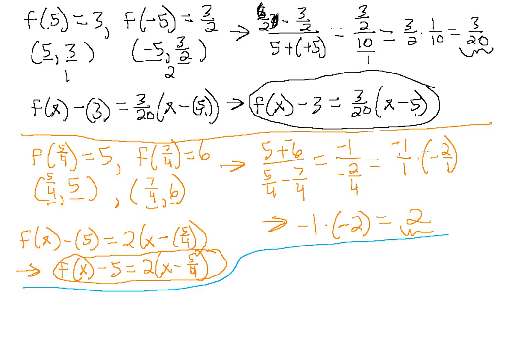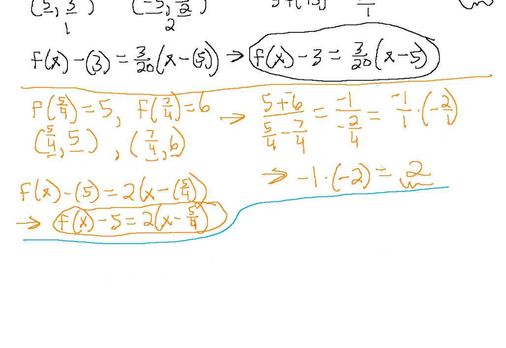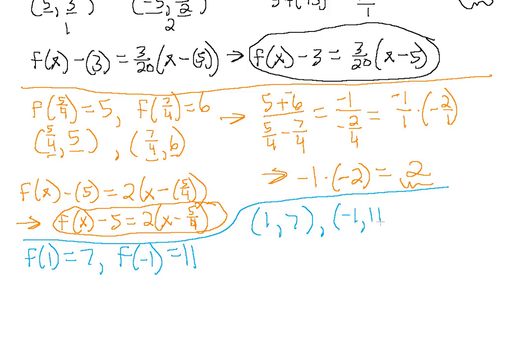Alright, so let's do a few more of these. Let's say we have f of 1 equals 7 and f of minus 1 equals 11. Okay, so let's go ahead and identify our points. We have the point 1, 7, along with the point minus 1, 11. So let's go ahead and plug these into our slope formula. So we have 7 minus 11 divided by 1 minus a minus 1. We can add a negative here.